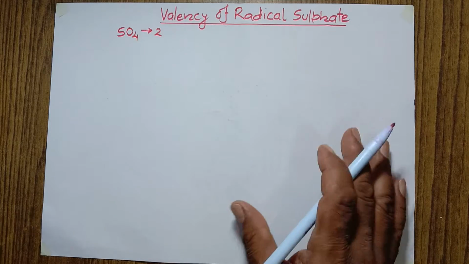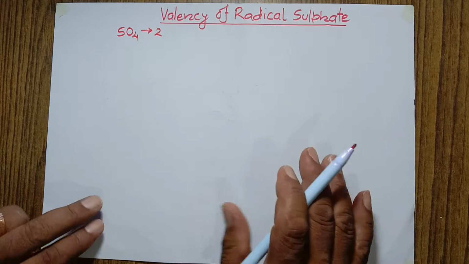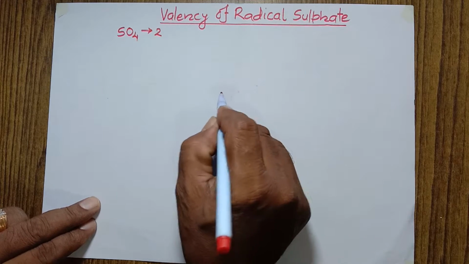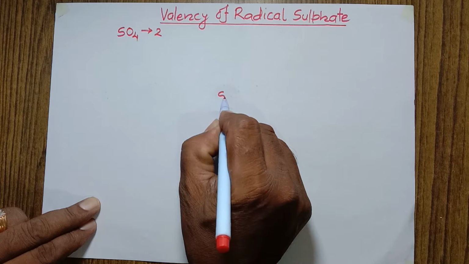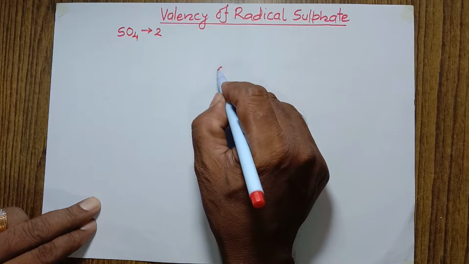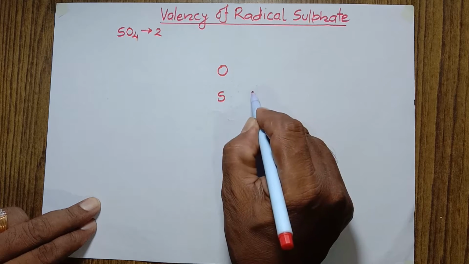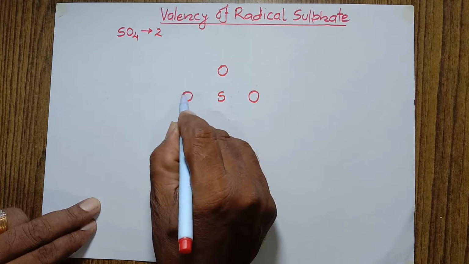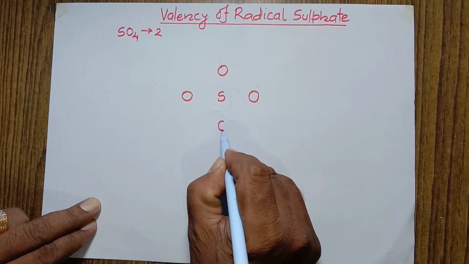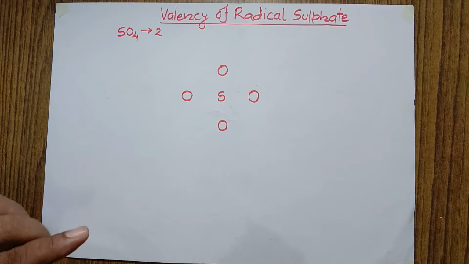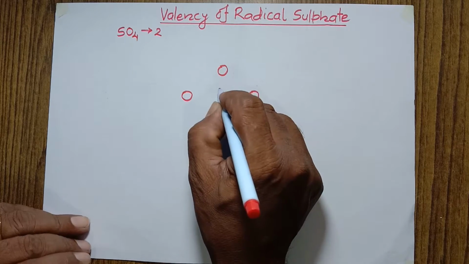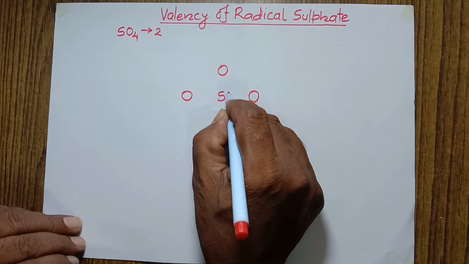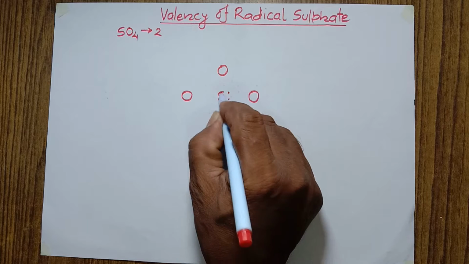There are different methods, different ways to explain it. I want to explain it in a very simple way like this. Look, this is sulfur, and sulfate contains 4 oxygen atoms attached to it. I'm making them around the sulfur. Now, sulfur has 6 electrons in its outermost shell, and I'm going to place these 6 electrons this way.